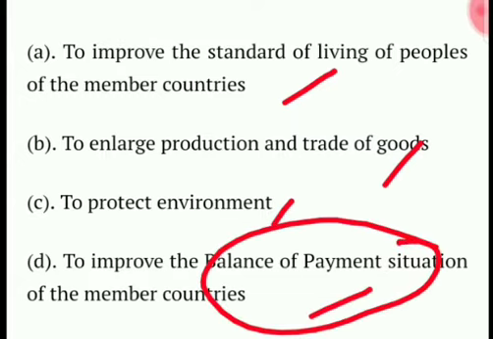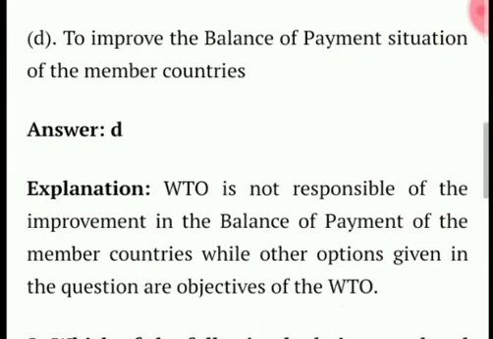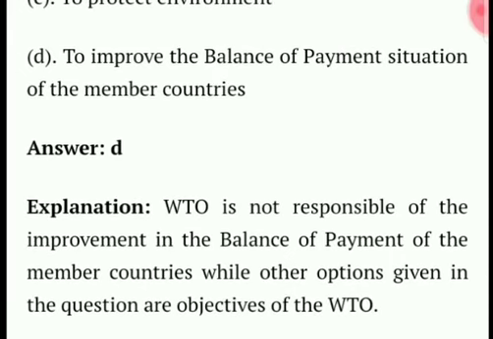So WTO basically helps in trade, through which the standard of living of people will improve, and it also helps in protecting our environment, but it does not help in improving the balance of payment situation of the member countries. So option D is not correct, and the explanation is that WTO is not responsible for the improvement in balance of payment, while other options are correct.